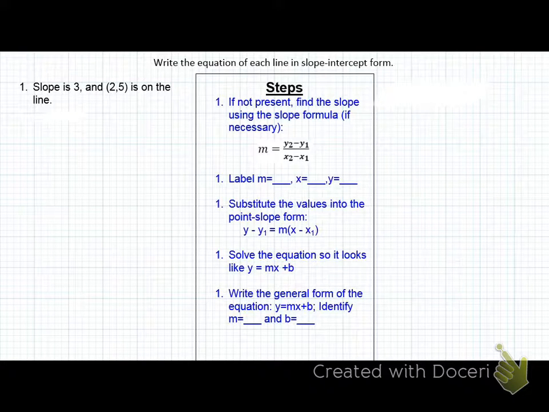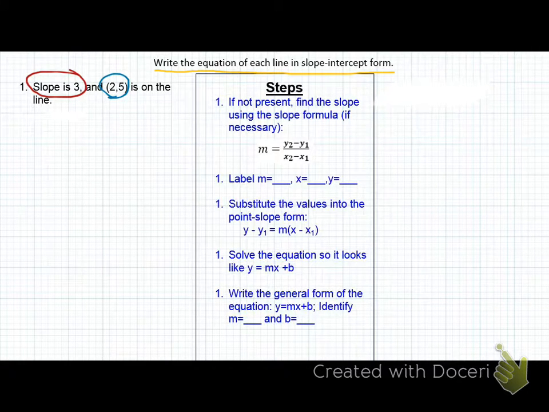There are directions up here. It says write the equation of each line in slope-intercept form. Y'all see that at the very top? Yes? Okay. So that's the goal: we're writing the equation in slope-intercept form, which is y equals mx plus b. So how do we do that? Well, in this first problem, they give us some information. They said the slope is 3, and then they also tell us that (2, 5) is on the line. So that's nice because this is all the information we really need to get going.